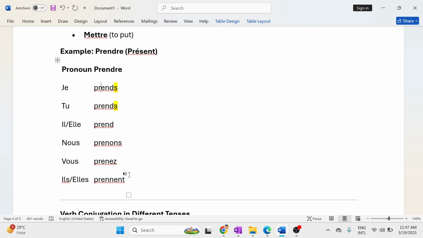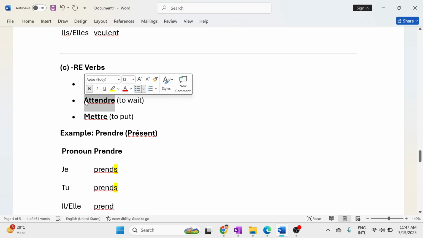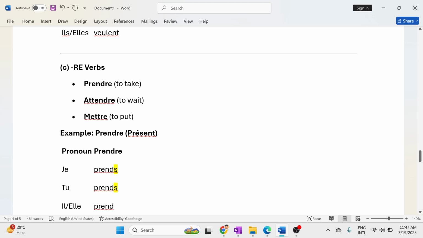It means I take, I'm taking, you take, she or he takes something, we are taking, you are taking, they are taking. Prendre means to take something. Attendre, it seems like it's to attend, many people think so, but it means to wait for someone, to wait for something. So it's not to attend someone.